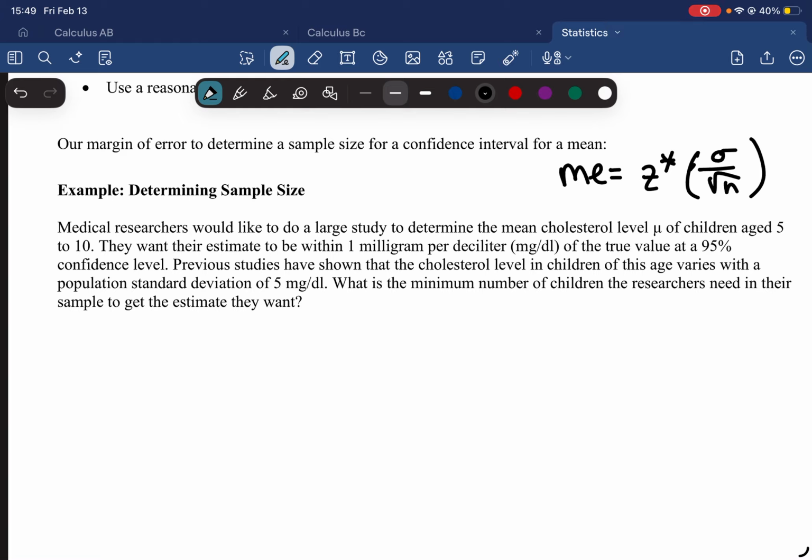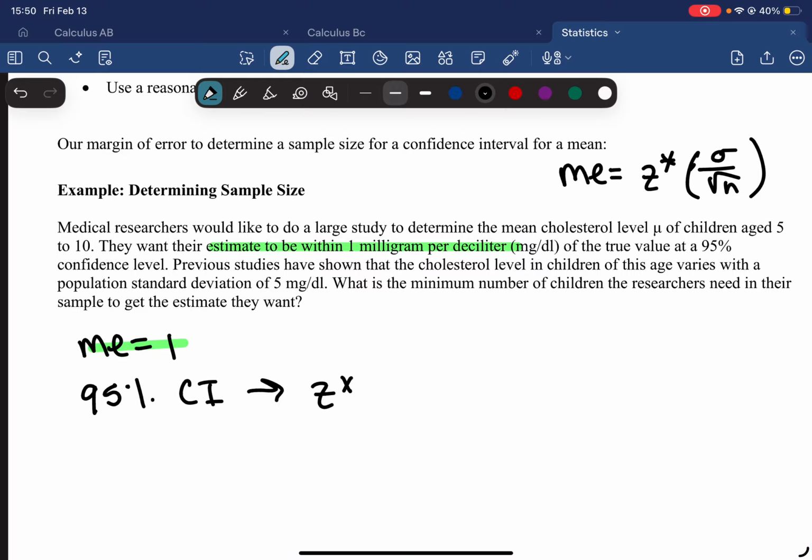So first we're going to write the information that we have. We know our margin of error is going to be 1 based off the information they give us here, that they want their estimate to be within 1 milligram per deciliter. Okay. We know that they're using a 95% confidence interval, which we know we can find the Z star value to be 1.96. And then we're using a standard deviation of 5 because it says from previous studies, the standard deviation was 5 milligrams per deciliter.